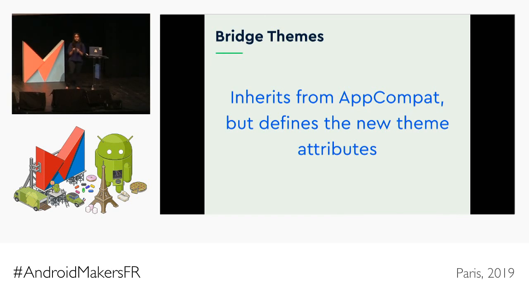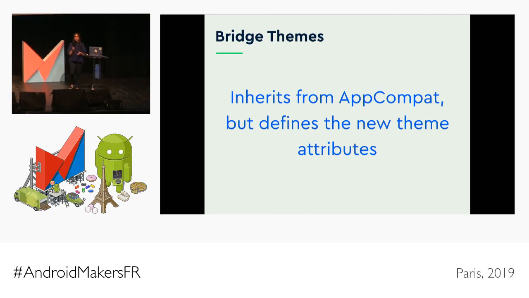So you can start using material components one by one as and when you're ready. So when you inherit from a bridge theme, nothing will visually change. But you can start using material components. For example, you could use material button style in your theme and set it to a material button style, and all of your buttons will now be using material button styling, but everything else will remain untouched.